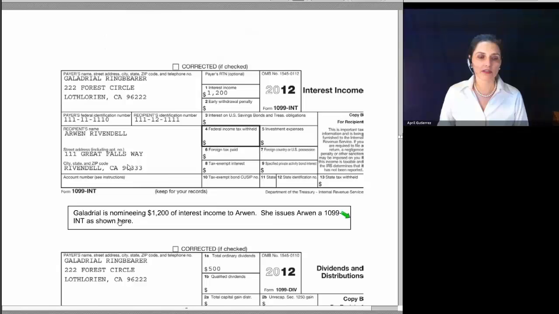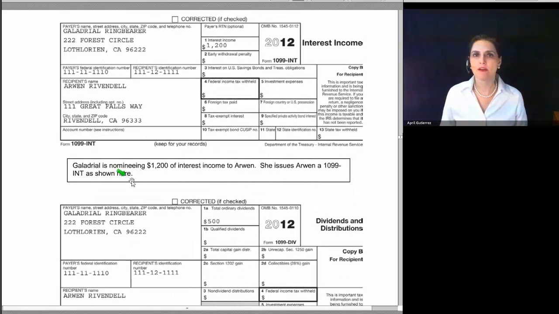Now, Galadriel's not done. She can't just nominee out on her tax return and not do more than just that. If she's nominating out, she is now responsible for issuing a 1099 INT to her sister to report to the IRS the amount of income her sister should now be reporting on her own return. So Galadriel needs to issue a 1099 INT to Arwen.